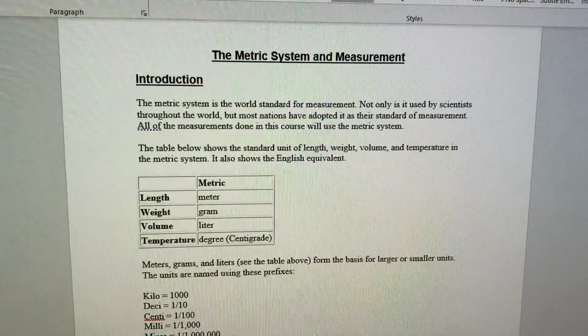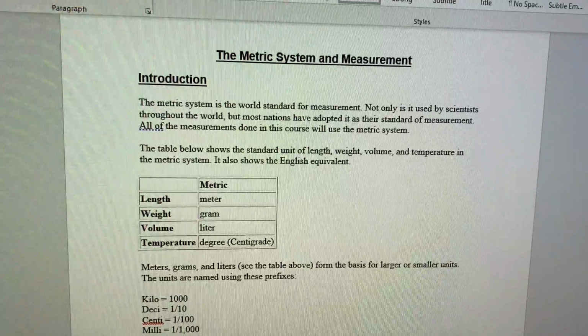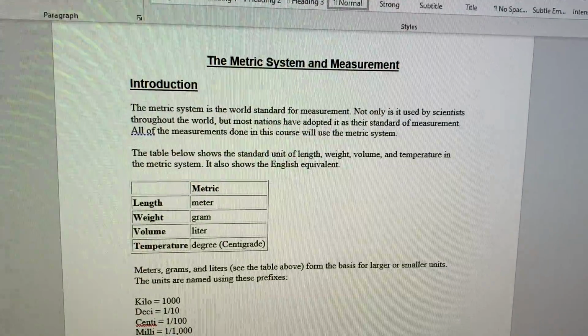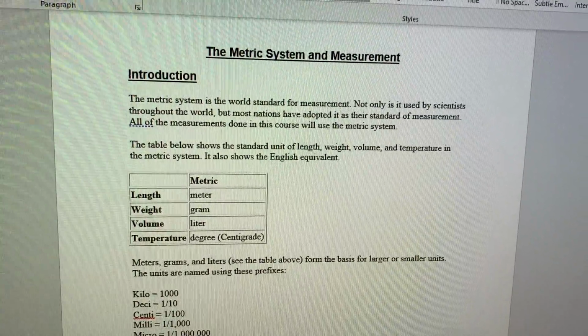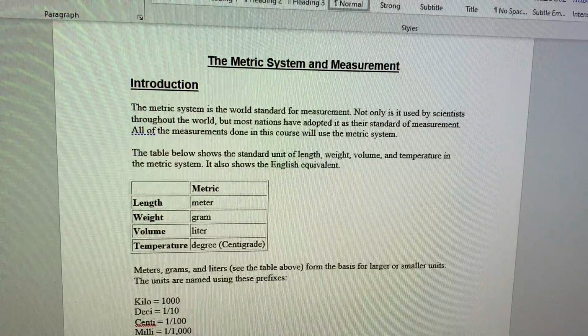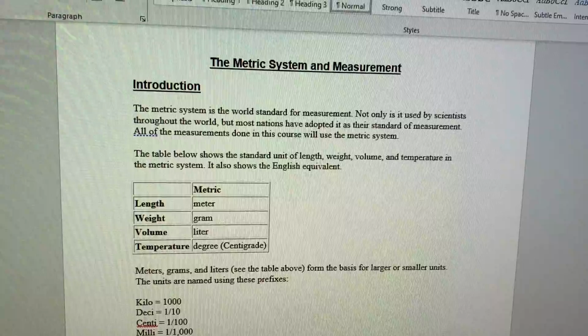Hello students, this is our first experiment about the metric system. When we speak about the metric system, we mean measurements. It is very important to learn about measurements in any lab for preparation or for accuracy and precision of results. We need to have good measurements.